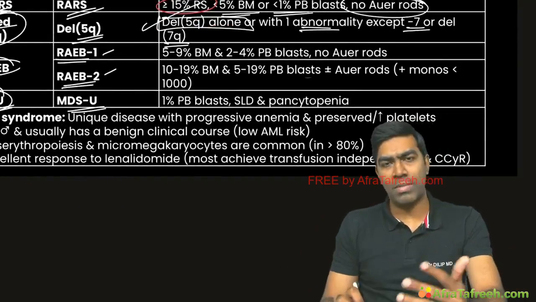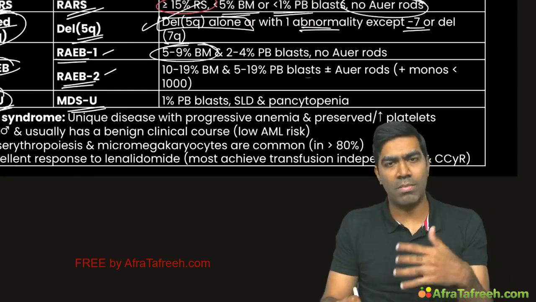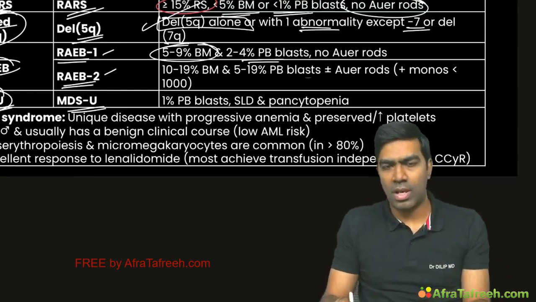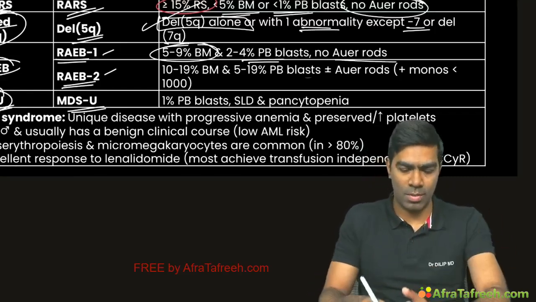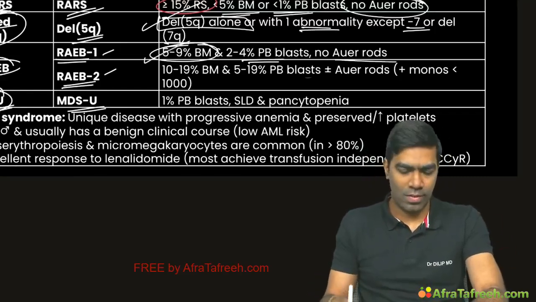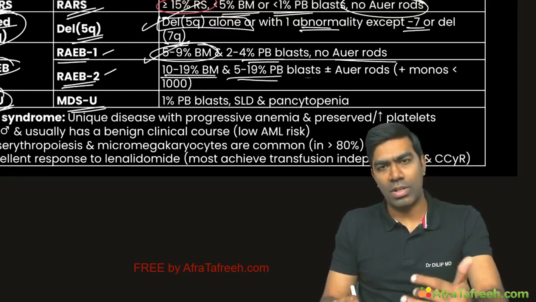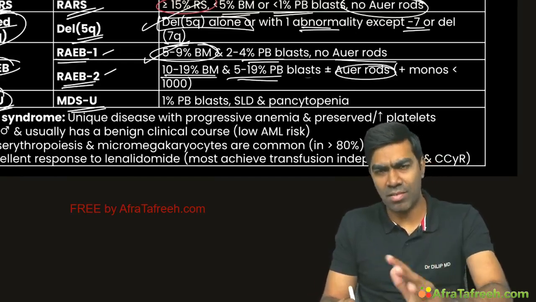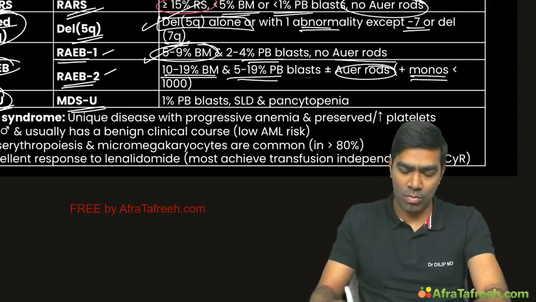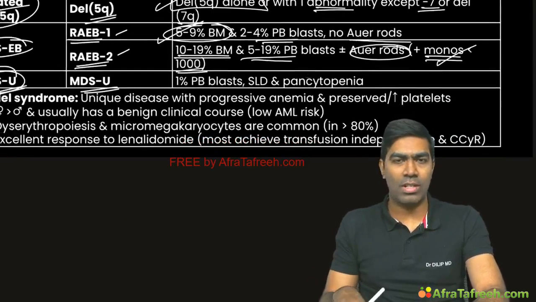And what about MDS with excess blasts? As the name implies, you're going to have more blasts. If you have 5 to 9% blasts in the bone marrow and/or 2 to 4% blasts in the peripheral blood, and of course you should not have Auer rods, it will be called excess blasts type 1. If you have 10 to 19% blasts in the bone marrow and/or 5 to 19% blasts in the peripheral blood, here you might have Auer rods, but the amount of monocytes should be less than 1000 to rule out CMML. Then you can call it excess blasts type 2 MDS.